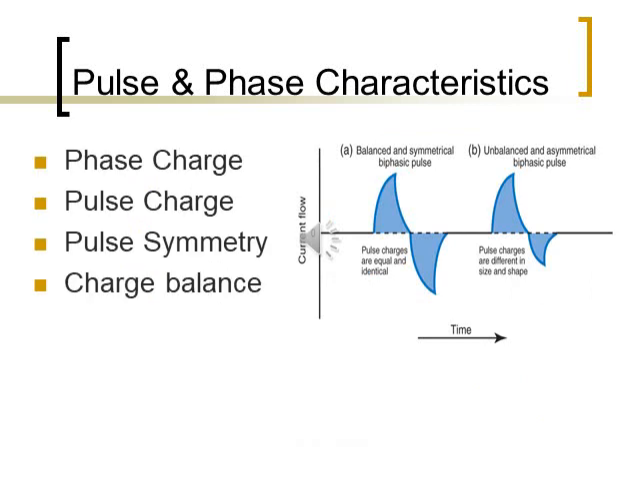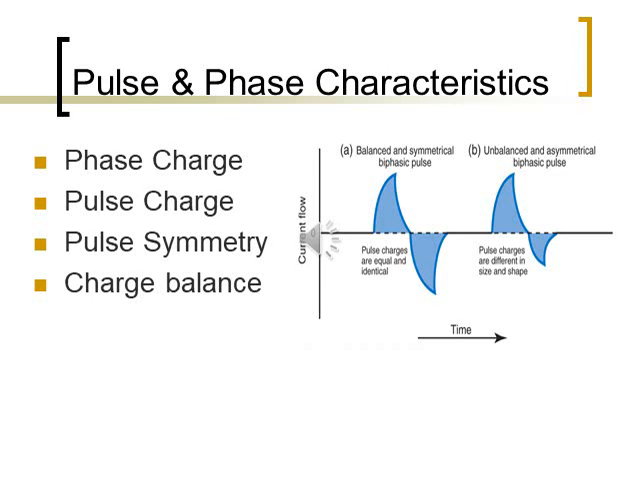Some other pulse and phase characteristics. Again, reference the picture on the side here. The phase charge is the total electrical charge of a single phase. You've got to tie your terms together, so make sure you still understand what a phase is. The pulse charge is the total amount of electrical charge of a single pulse. So when we're looking at the total pulse, it's the charge of the entire pulse.